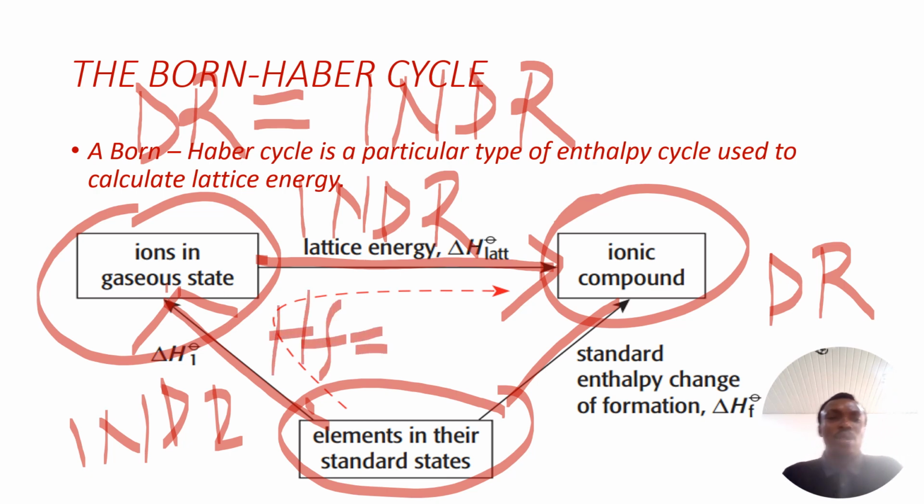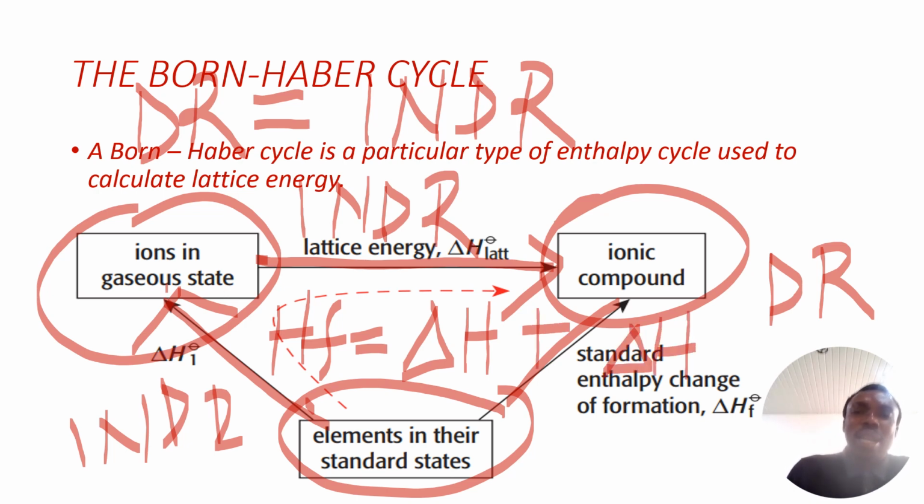Then the indirect route is what? Enthalpy change of atomization, enthalpy change of electron affinity, and enthalpy change of ionization, plus the lattice enthalpy. So from this, the enthalpy change of formation is equal to the enthalpy change of atomization plus the enthalpy change of ionization plus the enthalpy change of electron affinity plus the lattice enthalpy. So that is how the Born-Haber cycle works.